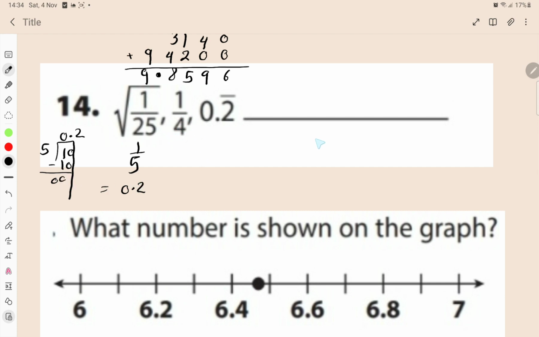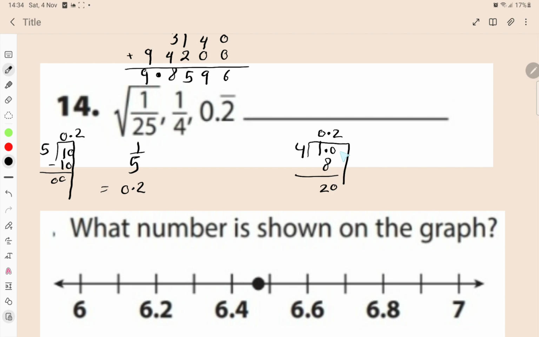1 over 4 also, you will do long division. 1 divided by 4 can't be, so 0, decimal point. 10 divided by 4 is 2. 2 times 4 is 8. 10 minus 8 is 2.